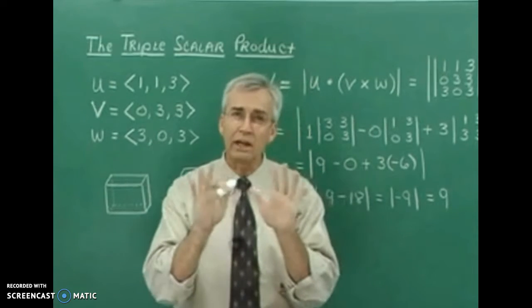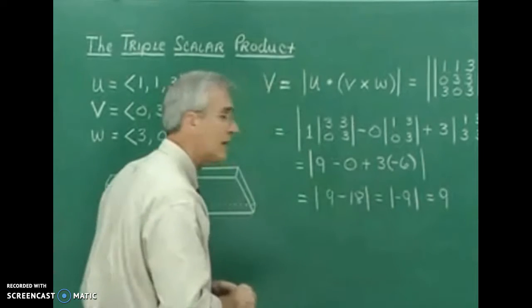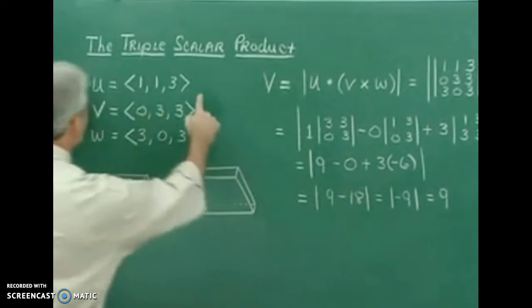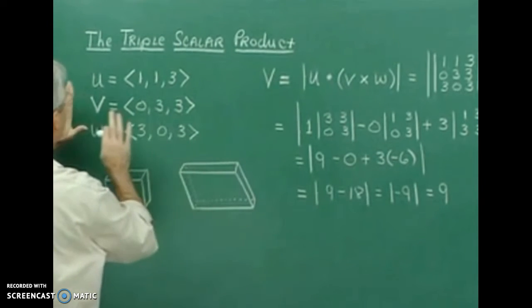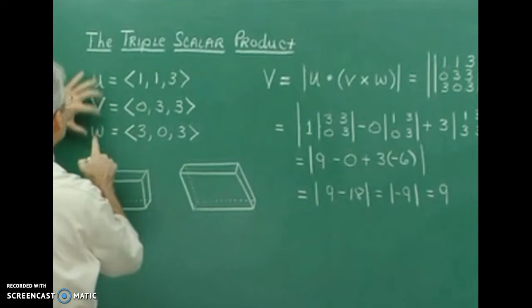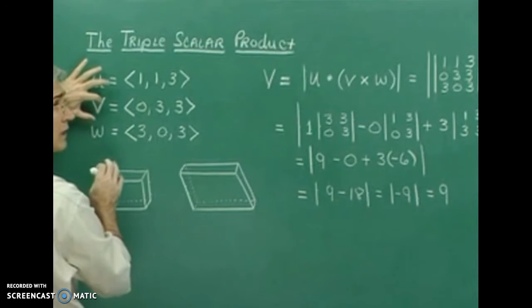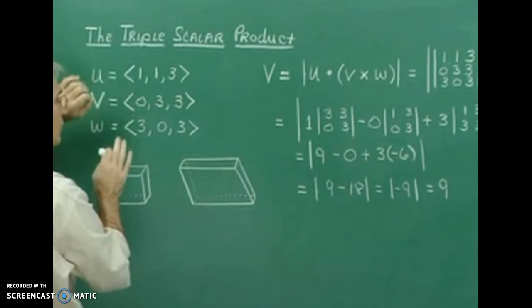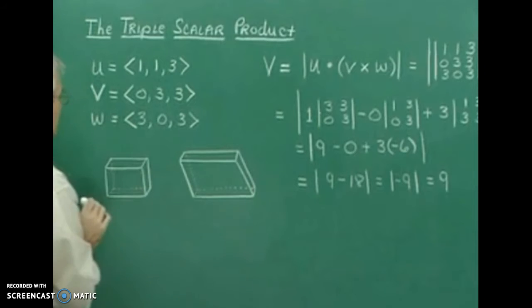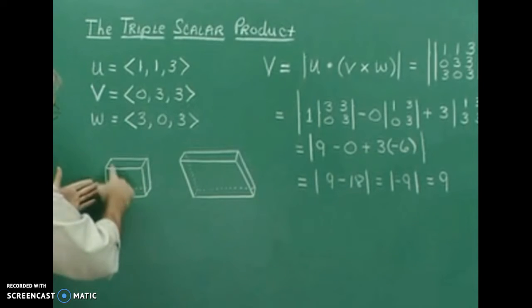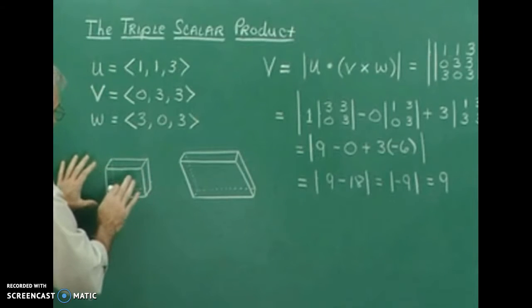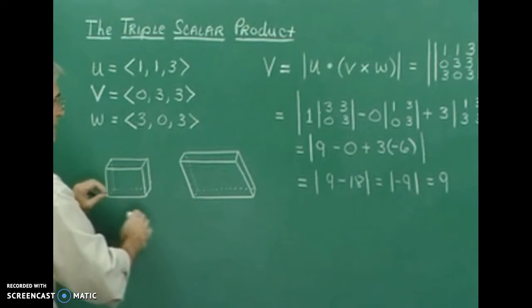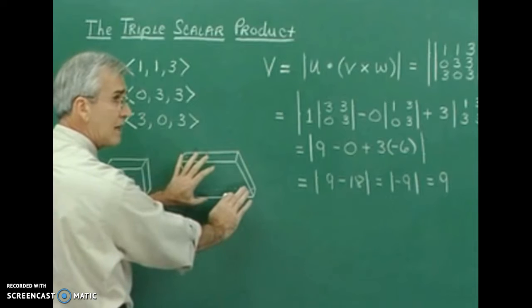So that's kind of nice. Well, let's look at the situation, and I want to tell you about how it's useful. Suppose we have u, v, and w like this. Now, we can put the initial sides of these three vectors together in a particular way, and we can make a three-dimensional figure out of it, kind of like this. The three-dimensional figure could be one that's familiar, like this.